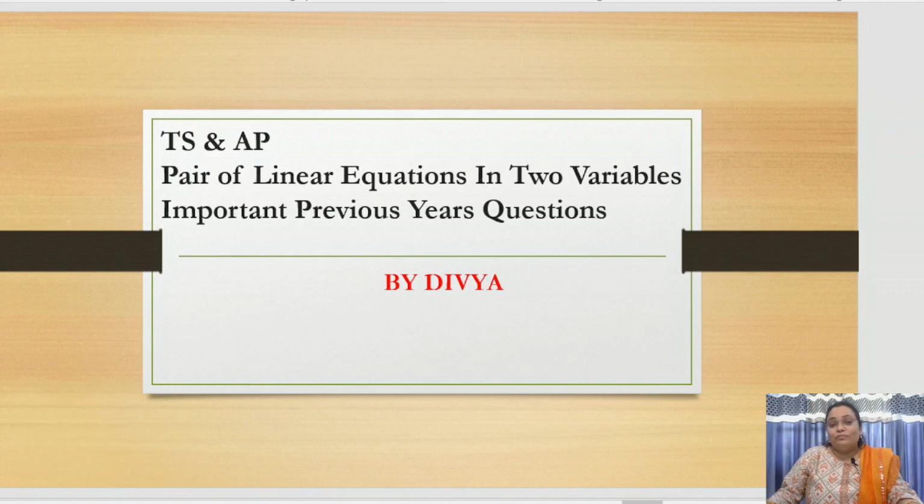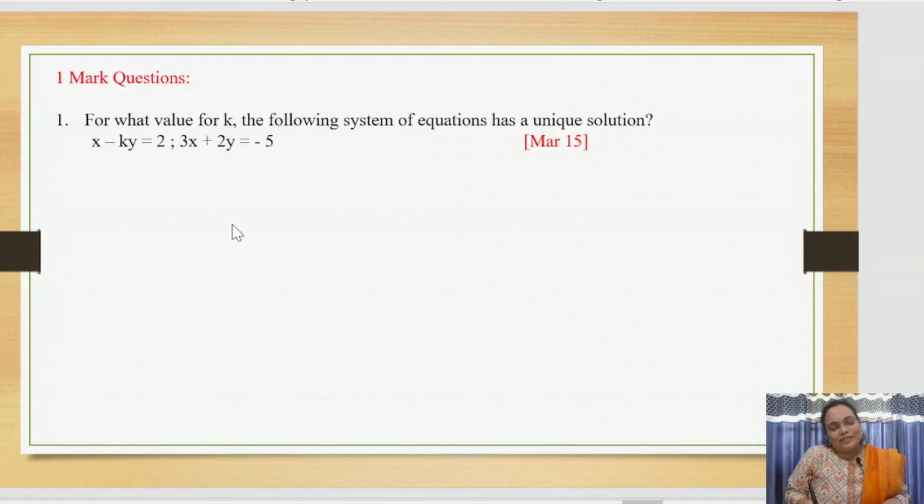To score good marks in maths exams, solving previous year's questions is very important and is a must. So today we will be solving previous year's questions from the chapter Pair of Linear Equations in Two Variables. Our target is to score full marks in the board exams. So let's get started. Let us see the first question.